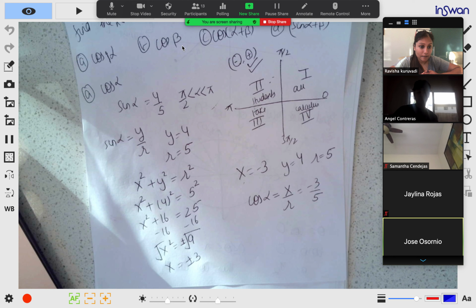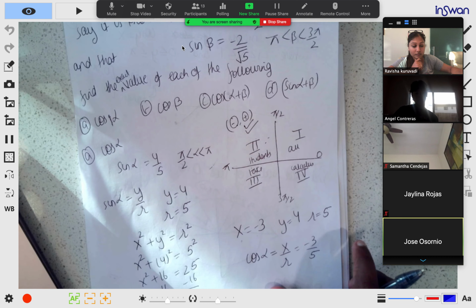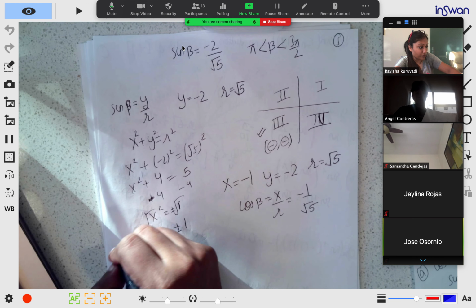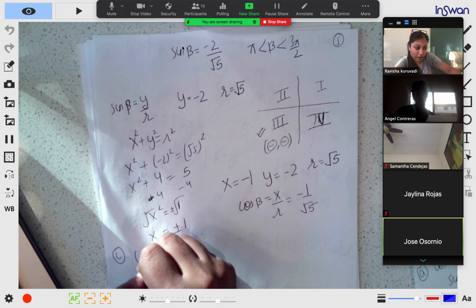C is cos alpha plus beta. D is sine alpha plus beta. Yes. Okay, thanks. I'm good. So next we have to find the C part. We have to find the formula for cos alpha plus beta.